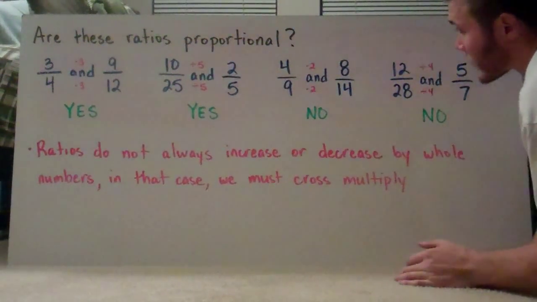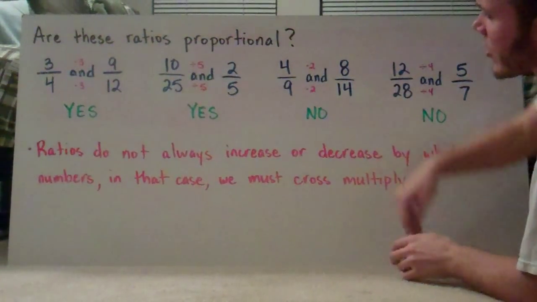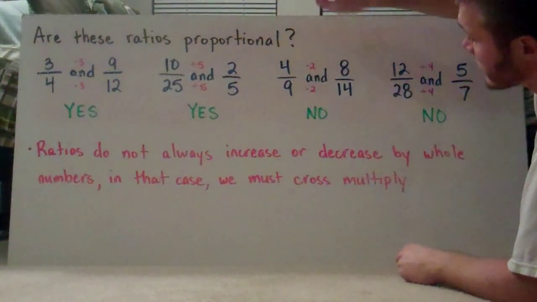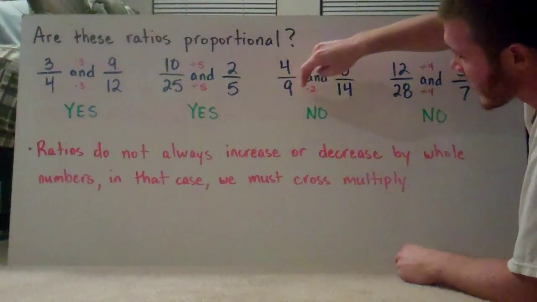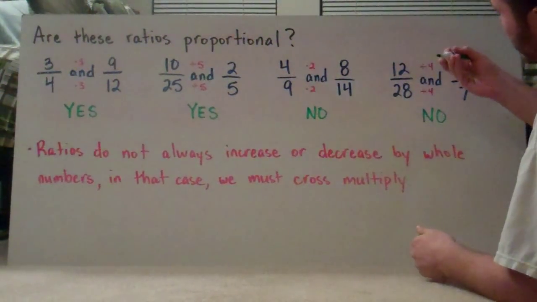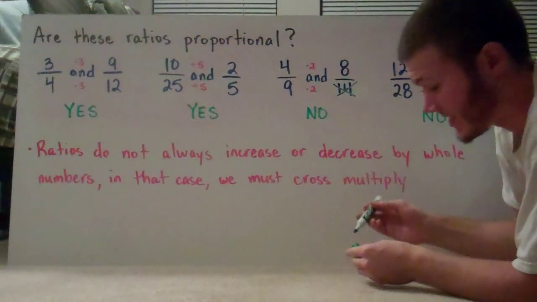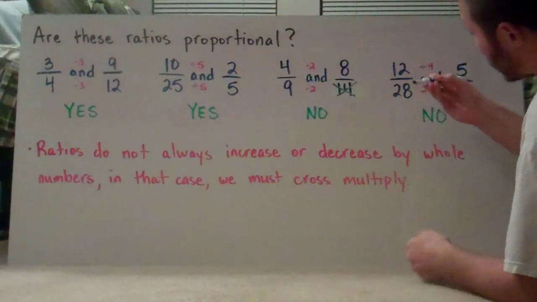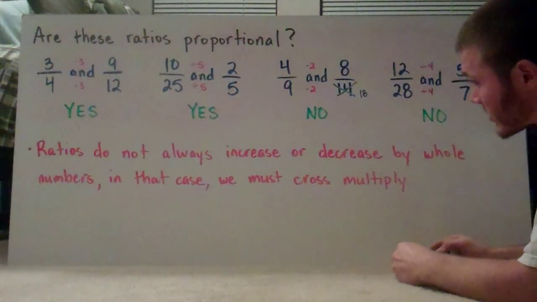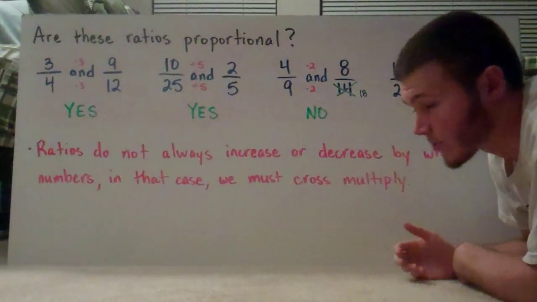Now, let's say you come across two ratios like this. I've got 4 over 9 and 8 over 14. Well, how can we go from 4 to 8? Well, we can do times 2. Let's do times 2 on the bottom then. 9 times 2 is 4? No, that's not right. What's 9 times 2? It's supposed to be 18. Since that does not work, those two ratios are not proportional. They're not equal to each other.